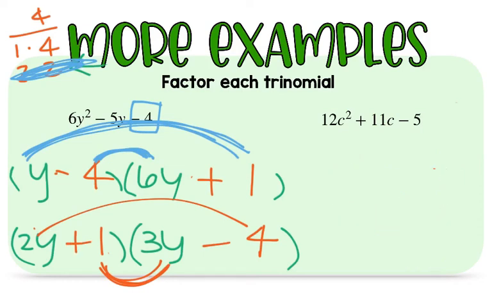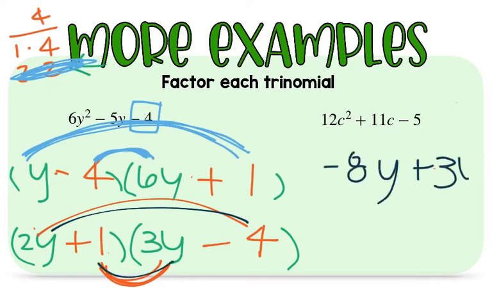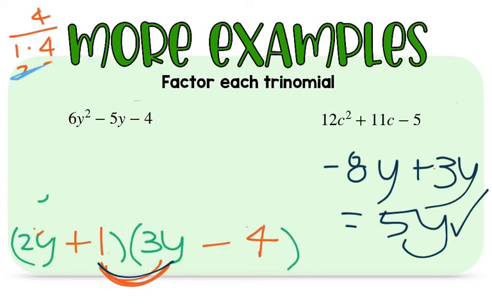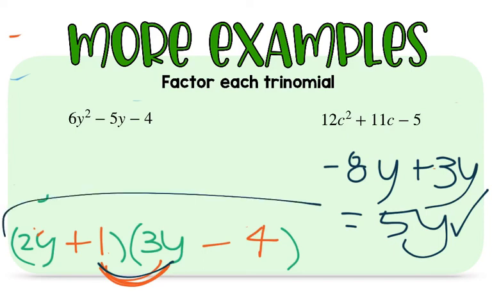So now if we do that, the signs are switched. This gives me negative 8y, and this gives me positive 3y. When I add those together, I get 5y, which is awesome. That's what I wanted. So I can erase everything else now. I know that this binomial that I have written at the bottom is the correct one. So this is my final answer.